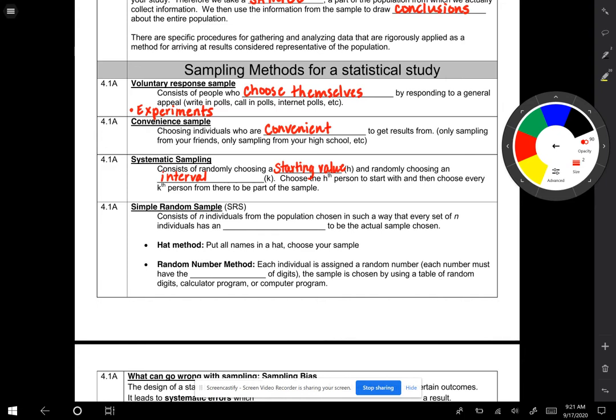Okay, for our intents and purposes, our best type of sampling is a simple random sample. That's the one that's truly most random. It consists of n individuals, where n is your sample size, from the population, chosen in such a way that every set of n individuals has an equal chance to be the actual sample chosen.